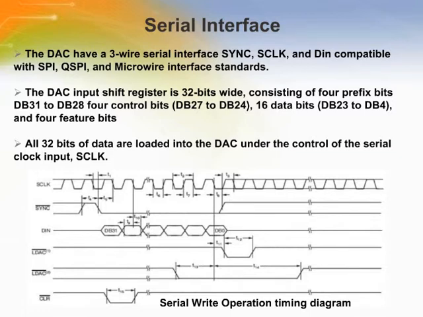This page gives you serial interface features that exist in this device. It has a 3-wire serial interface, SYNC, SCLK, DIN, which is compatible with SPI, QSPI, and Microwire standards. It has a 32-bit shift register, which consists of 4 prefix bits, 4 control bits, 16 data bits, and 4 feature bits. The data format is straight binary, with all zeros corresponding to 0-volt output and all ones corresponding to full-scale output.